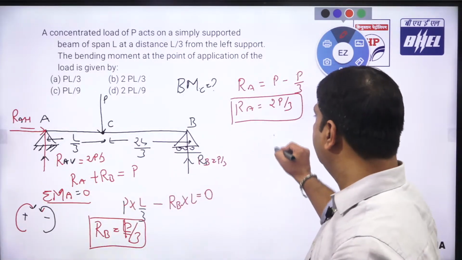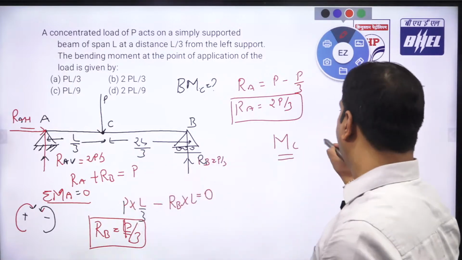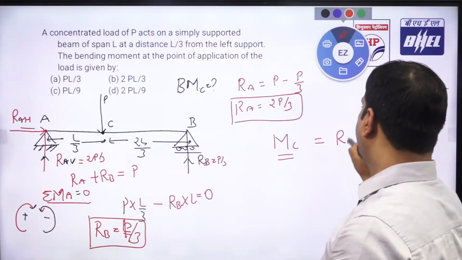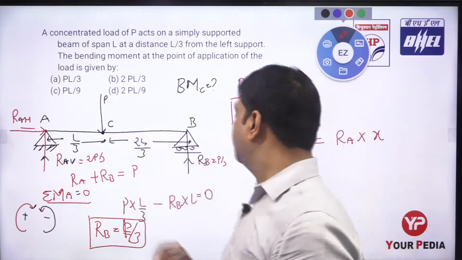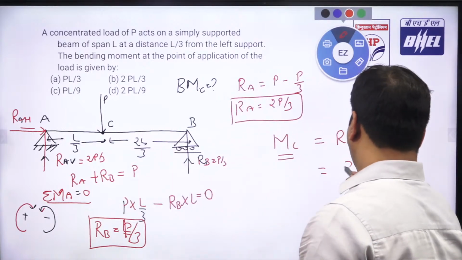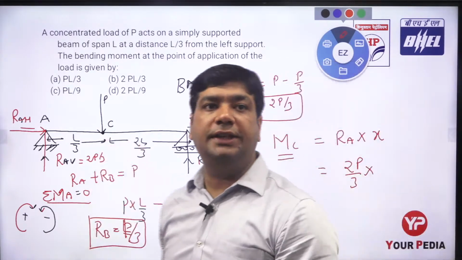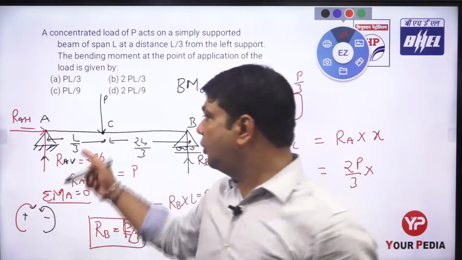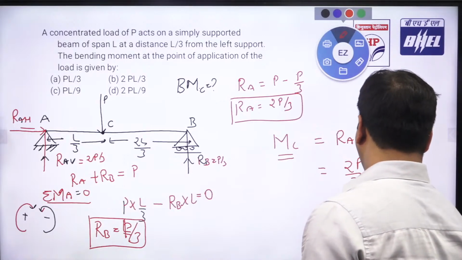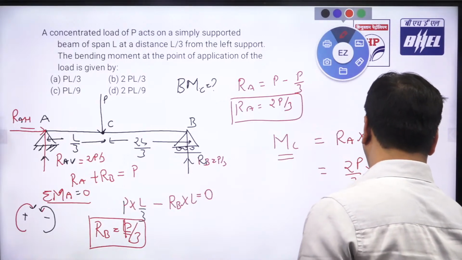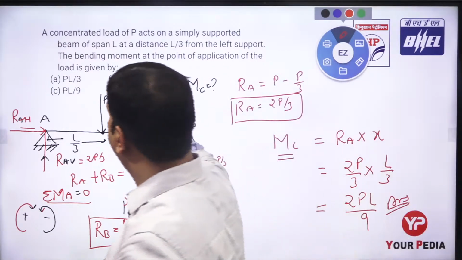So the moment at C, if I am taking from the left-hand side, is R_A into X up to this point. R_A has the value 2P by 3, and X is the distance from point A to point C, which is also L by 3. So the answer is 2PL by 9. Okay, so the answer is 2PL by 9. So answer D is correct.